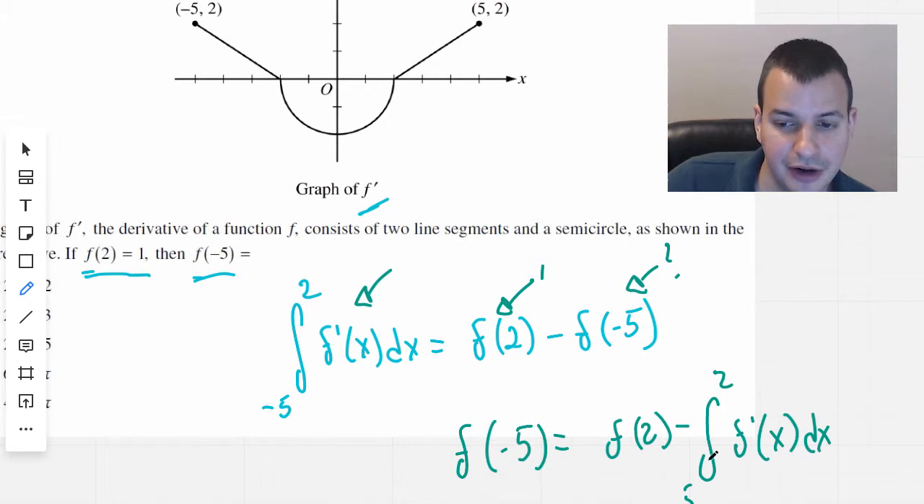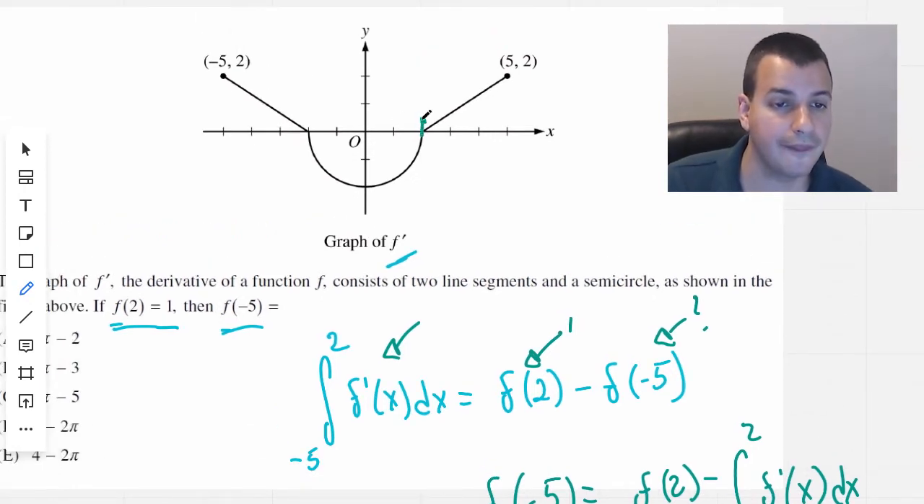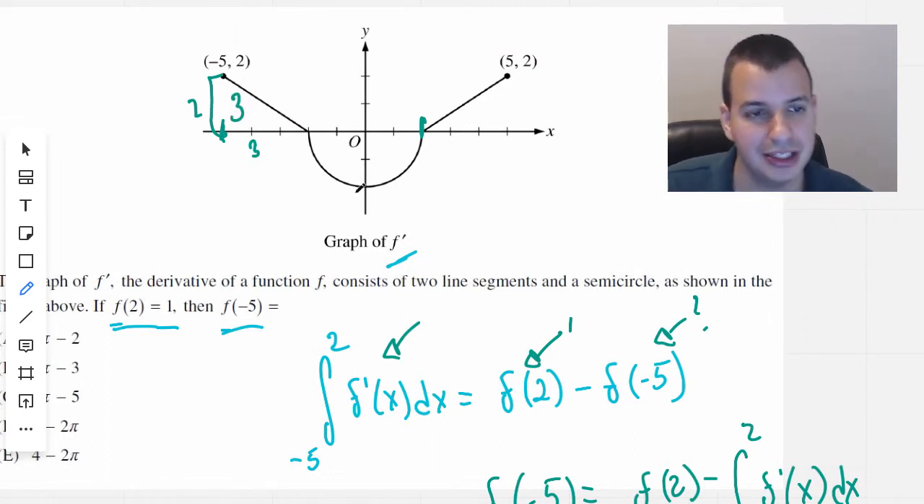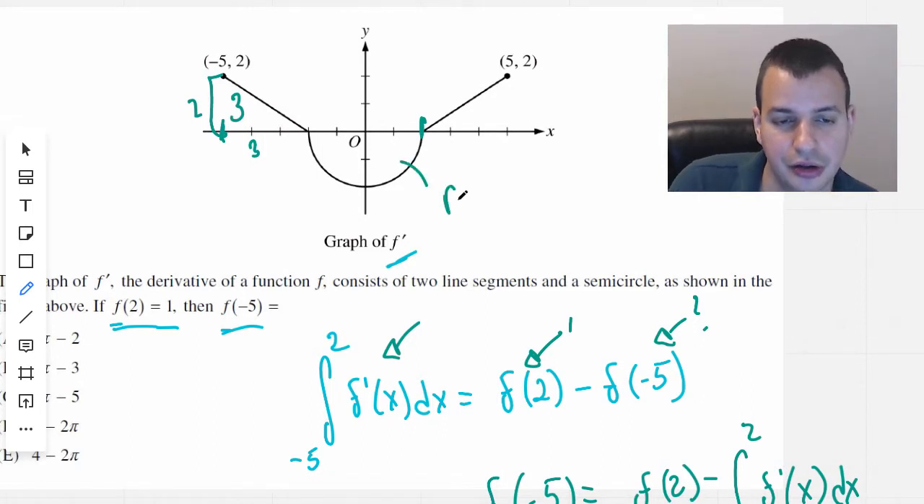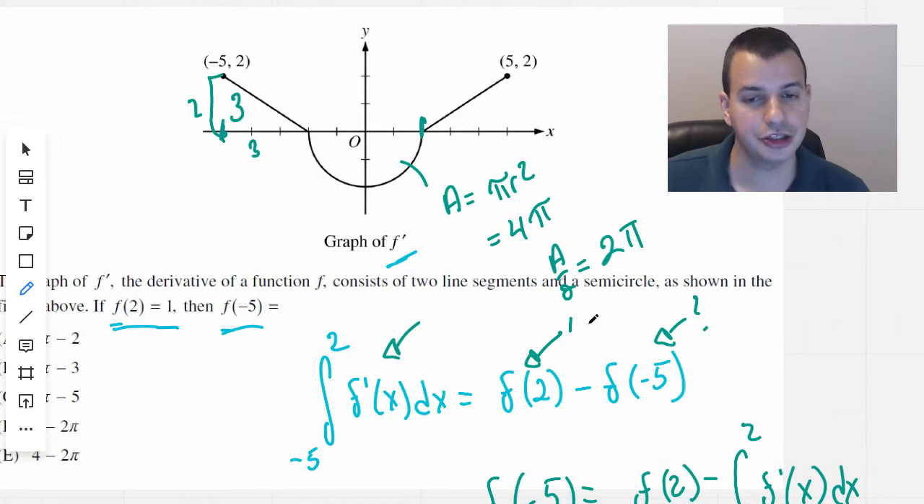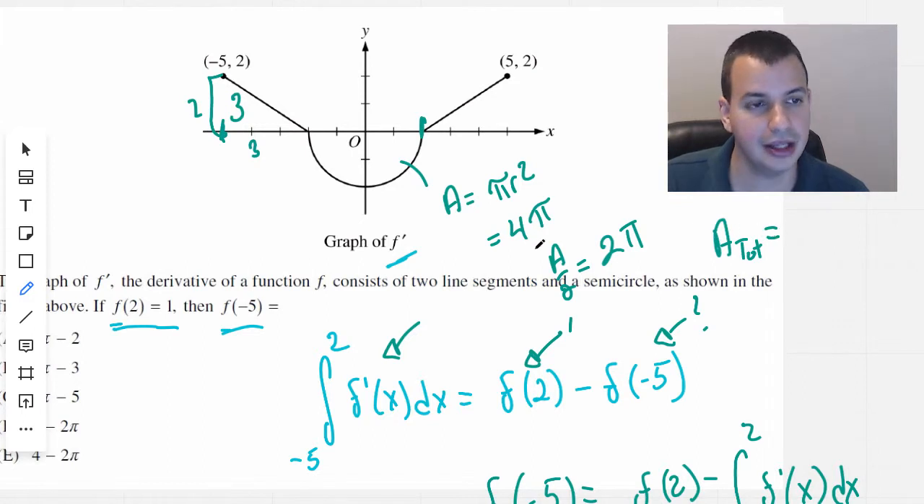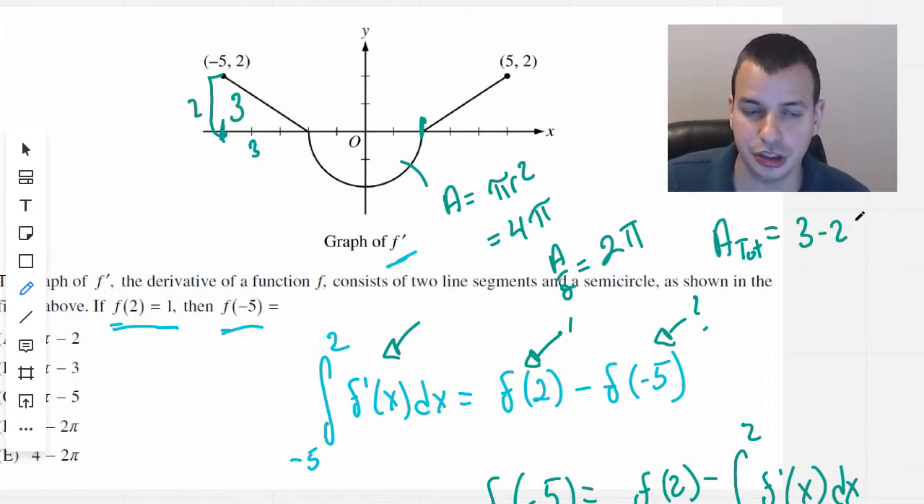Okay, so now we need to find the area from -5 to 2. So it'll be from here to there. So this is 2, 1, 2, 3. 2 times 3 is 6, 6 divided by 2 is 3. The area of a triangle is 1/2 base times height. Now we want to find the area of this other shape. Area equals pi r squared for a circle, which will be 4 pi because the radius is 2, but since we only have a half circle, that's going to be 2 pi. So our total area will be positive 3 minus 2 pi.